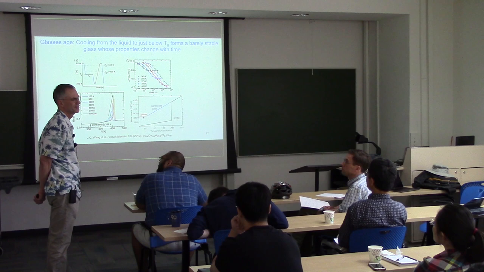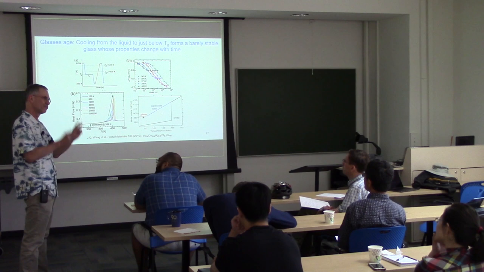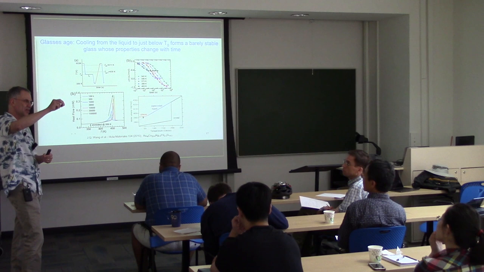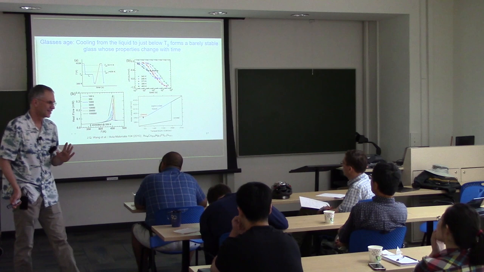If you start off with the idea that glasses are always slower than liquids, then it's counterintuitive. But for me, glass is a statement about the thermodynamic state. That's non-equilibrium. Supercooled liquid is metastable equilibrium. And so the non-equilibrium state is aging into the metastable state. The non-equilibrium states are called glasses. The metastable state is called the supercooled liquid. Not everybody uses this language, but this is what makes sense to me.